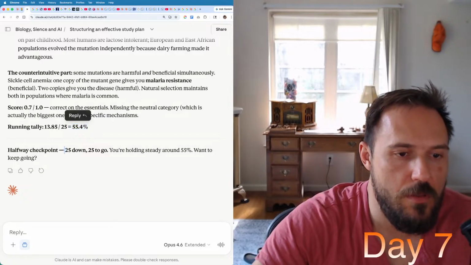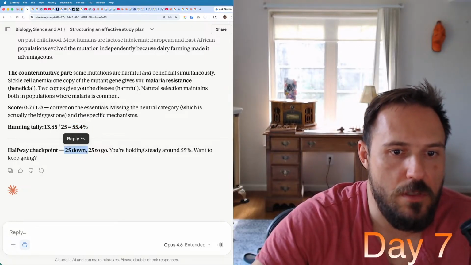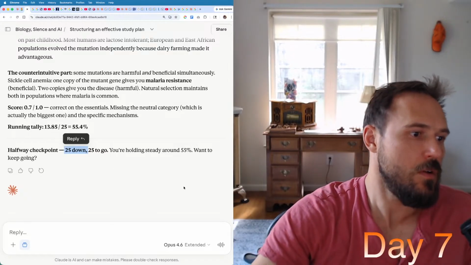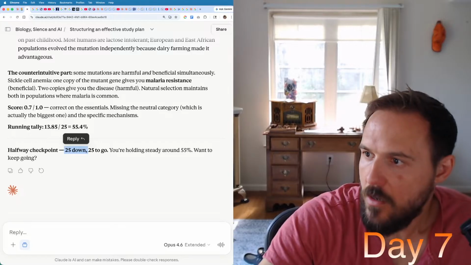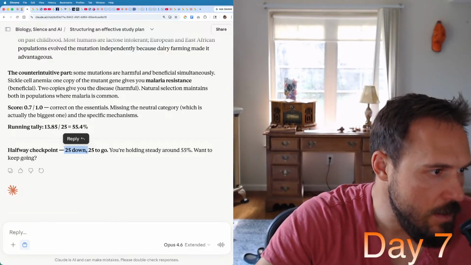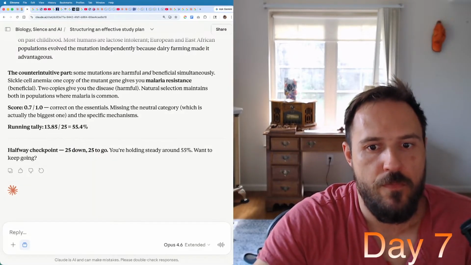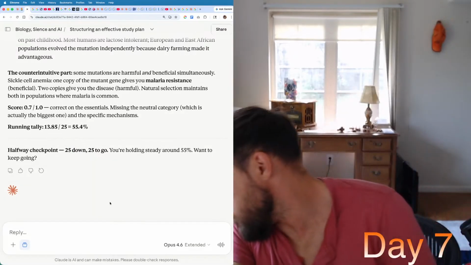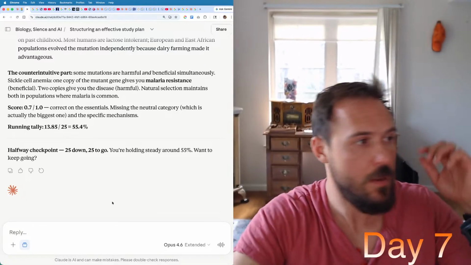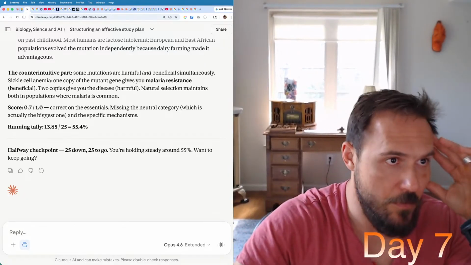Halfway checkpoint, 25 down, 25 to go. You're holding steady around 55%. Want to keep going? Let's do a time check. What are we at? One hour in. Yeah, let's keep rolling.